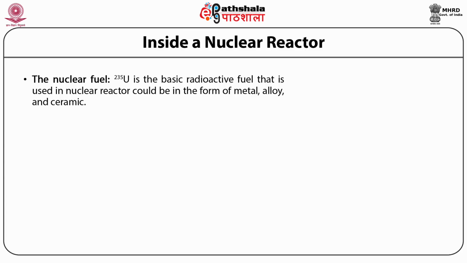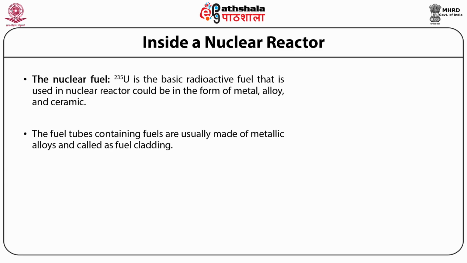Generally, the pellets of uranium oxide are organized in fuel tubes with the moderator to form fuel rods. The fuel tubes containing fuels are usually made of metallic alloys and called fuel cladding. This fuel cladding plays an important role in a nuclear reactor as it provides mechanical support to the fuel, prevents the fuel from corrosion by the coolants, and protects against the fission fragments.